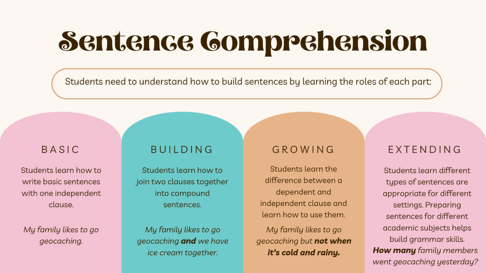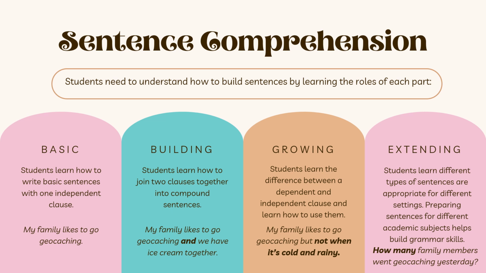The third is growing. Students learn the difference between a dependent and independent clause and learn how to use them. So the example I chose is my family likes to go geocaching, but not when it's cold and rainy. Now there's an independent clause here, a clause that can be its own sentence. My family likes to go geocaching. And then it's joined with a dependent clause, a clause that can't be a sentence all on its own, not when it's cold and rainy.